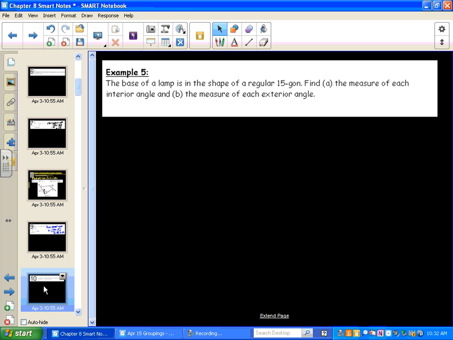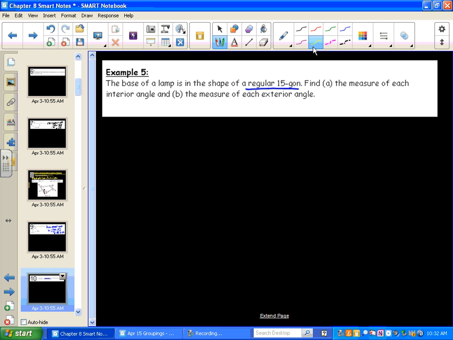Example 5. The base of a lamp is in the shape of a regular 15-gon. Find the measure of each interior angle and the measure of each exterior angle. A regular 15-gon. What does it mean to be regular? Lauren. Yes, it's equiangular and equilateral. All of the sides are congruent. All of the angles are congruent.